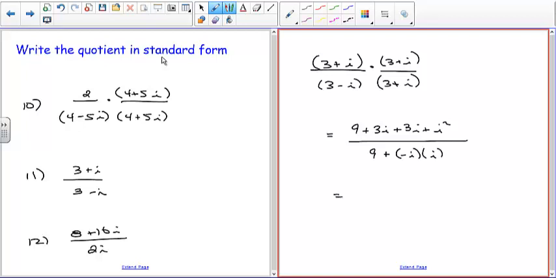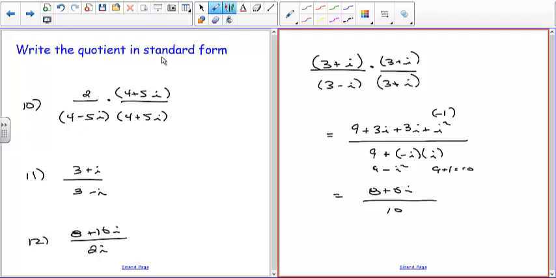So in the numerator, we can combine the two imaginary parts. This i squared is negative 1, so let's just go ahead and make that substitution. So i squared becomes negative 1. So you have 9 minus 1, which is 8. And we have 3i plus 3i, which is 6i. And in the denominator, we're going to have 9 minus i squared. i squared is negative 1. So you get 9 plus 1. Negative 1 times negative 1 is plus 1, so you get 10. So we get that in the denominator.